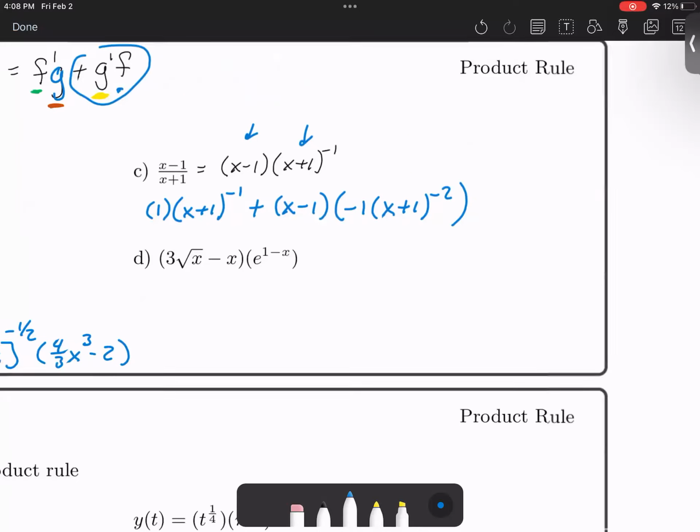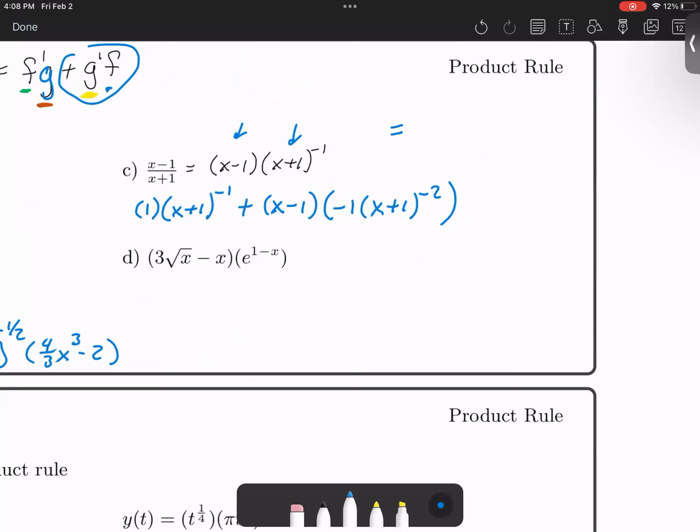All right, and we should clean that up a little bit. So this will be equal to 1 over x plus 1 plus, oops, let me see, that plus, but that minus 1 will turn it into a minus. Minus an x minus 1 over x plus 1 squared. Okay. And let's move on.